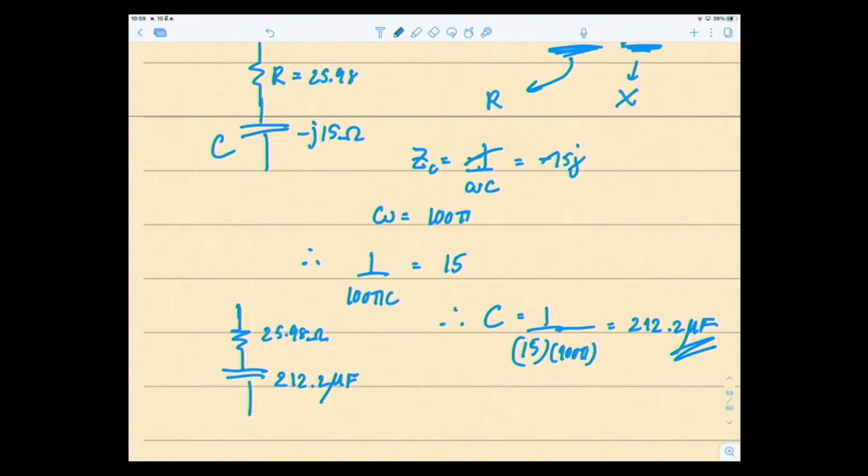That's how you do things. So that's it for apparent power and a little bit of the power factor concept.